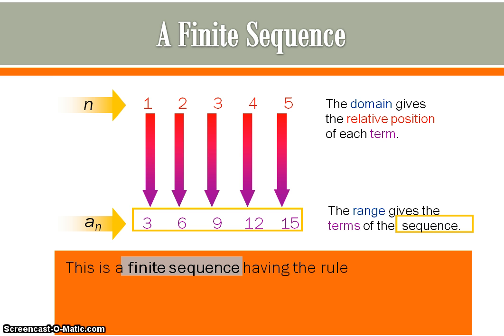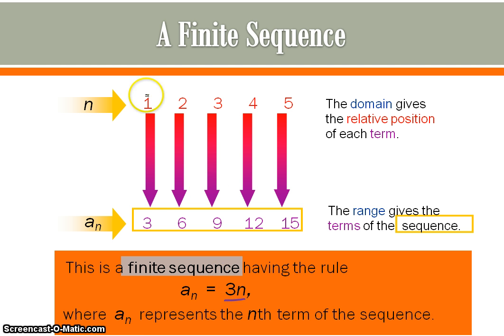And so we can write a rule for this finite sequence. So we see that these are all multiples of 3: 3, 6, 9, 12, 15. So to say that it's multiples of 3, we say 3n. And if we plugged in n equals 1, we get 3.